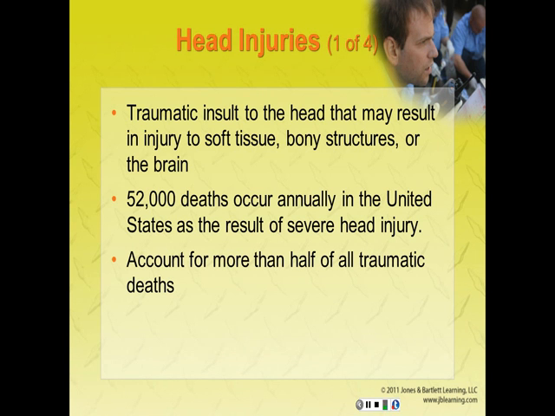A head injury is a traumatic insult to the head that may result in injury to soft tissue and bony structures in the brain. Approximately 4 million people annually experience head injuries of varying severity in the United States. 52,000 deaths occur annually as a result of severe head injury. Head injuries account for more than half of all traumatic deaths, and fatal injuries invariably involve the brain. You should be alert to the fact that the patient may have sustained additional trauma, like C-spine injuries, pelvic injuries, and chest injuries.